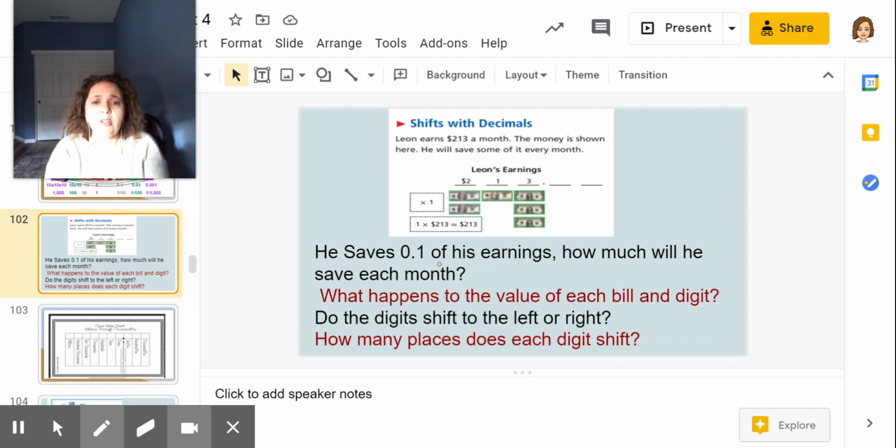What happens to the value of each bill and digit? Are the digits going to shift to the left or the right? And how many places are they going to shift? So think about it. We're multiplying by 1/10, which is the same thing as 1 over 10. Remember when we multiplied fractions, remember what happened, right? You're taking a part of a part. So you're taking part of the 213. So what do you think is going to happen? Think about it and then come back to me and I'm going to show you what happens.